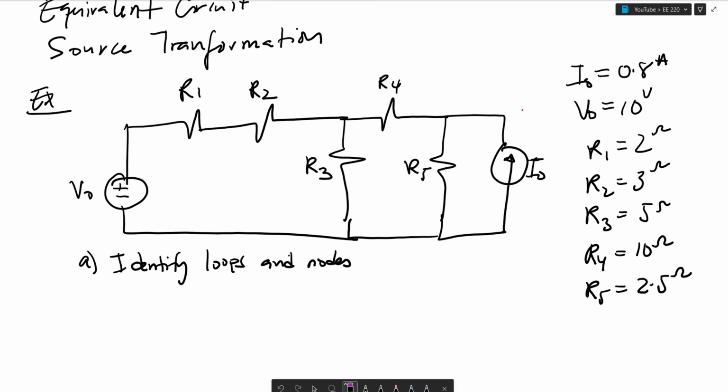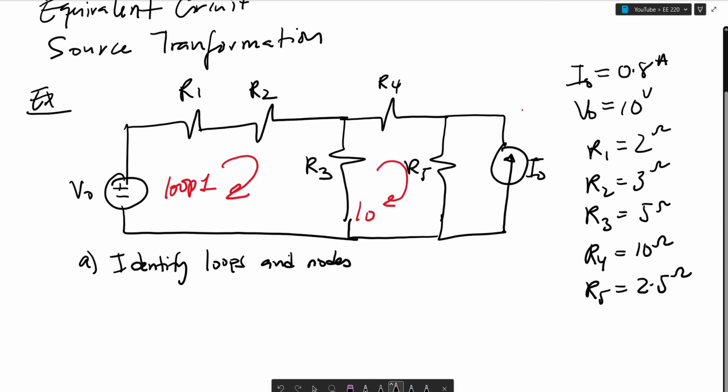Where this is the first example we have, and the first part of the example, it's a 7-part question, asks us to identify the loops and the nodes, where the first loop will be, and this is for our KVL, this is loop 1, and this is loop 2.